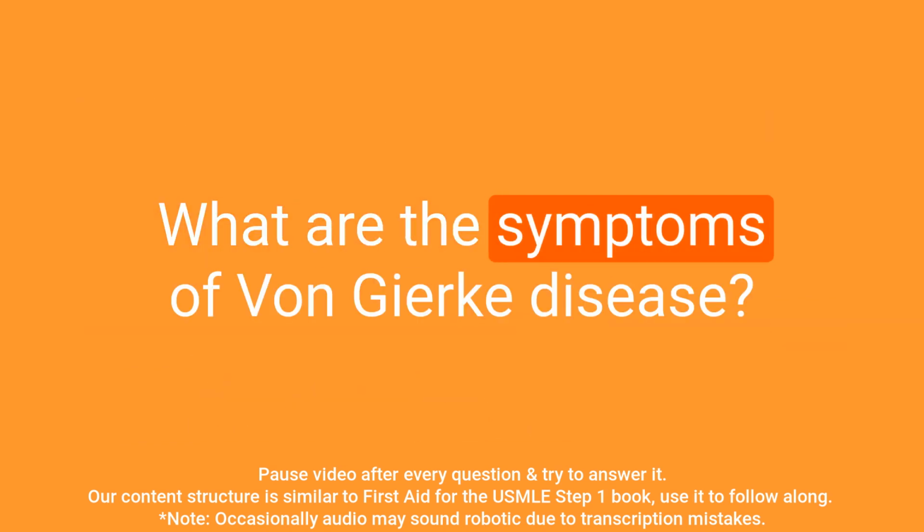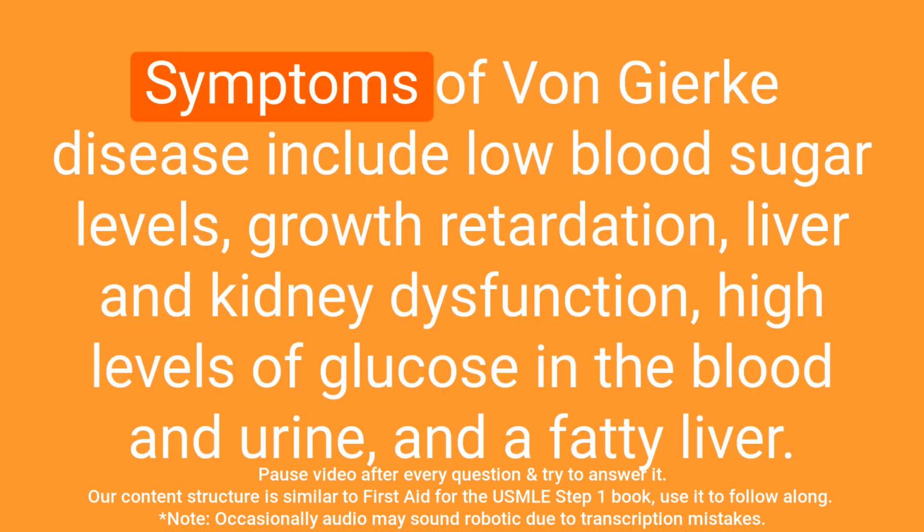Question: What are the symptoms of von Gierke disease? Answer: Symptoms of von Gierke disease include low blood sugar levels, growth retardation, liver and kidney dysfunction, high levels of glucose in the blood and urine, and a fatty liver.